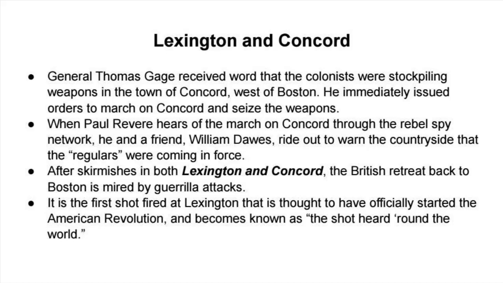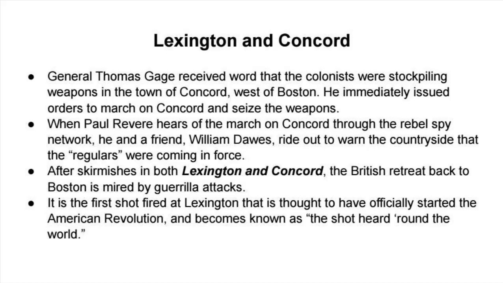And he heard that there were weapons being stockpiled by Samuel Adams, funded by the wealthy John Hancock. And when he gets word of this, he immediately issues orders to his troops to march on Concord and seize the weapons. Now, Paul Revere hears of this through the rebel spy network. Now, as the story goes, Thomas Gage's own wife was having an affair with a colonial member of society, Dr. Joseph Warren.